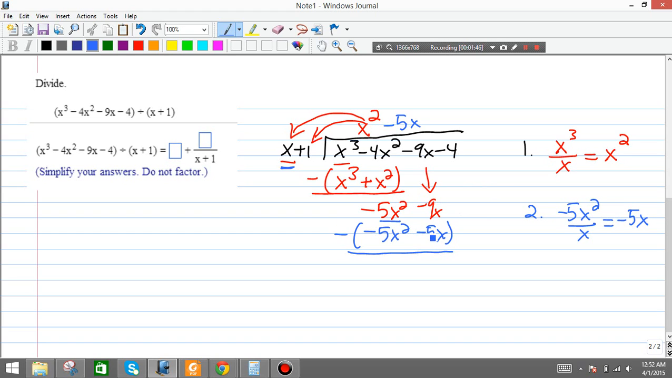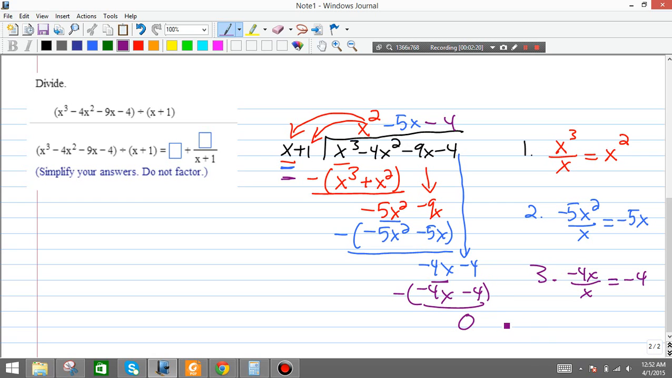Negative 9 minus negative 5, well, these cancel. Negative 9 minus negative 5 is negative 4x. And then you bring down minus 4. And then finally you ask, how many times does x go into negative 4x? And so negative 4x over x is negative 4. So negative 4 times x is minus 4x. Negative 4 times 1 is minus 4. Subtract, the remainder is 0.